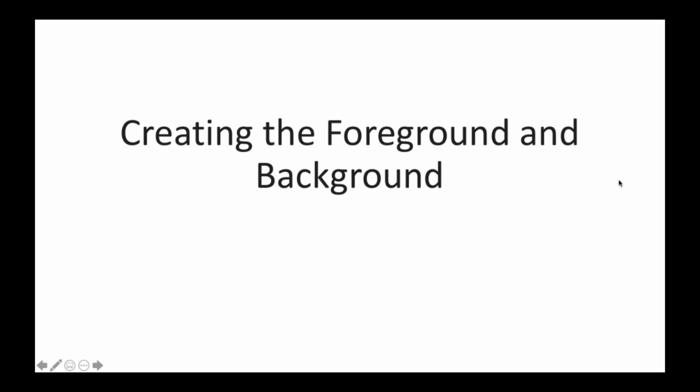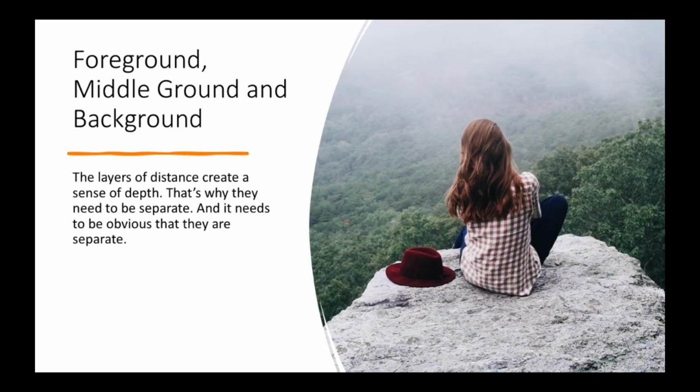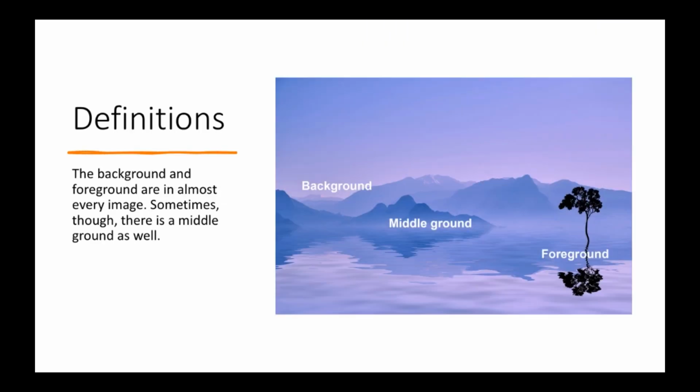Okay, we're going to talk about creating the foreground and background. So the foreground, there's also a middle ground and a background. The layers of distance create a sense of depth. That's why they need to be separate, and it needs to be obvious that they are separate. If you don't do this, then it's like they all blend in with each other, and we don't want that. Definitions: here's the background and the foreground, which are almost in every image, but sometimes there is a middle ground as well. Not every image has a middle ground.